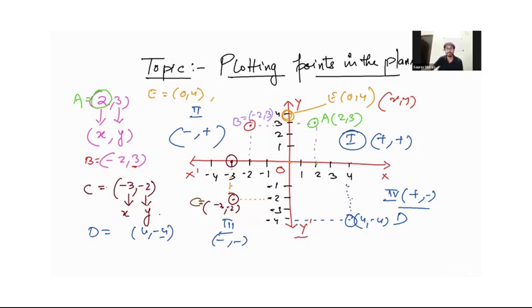Similarly, if they ask you to plot 0, -5, first come to the origin, then go downward 5 units. This will be your 0, -5. Similarly, if they ask you where is 4, 0, come to x value 4 on the x-axis, but there is no distance in y, so we need not go anywhere. So 4, 0 is your final answer. And if they ask you to draw -4, 0, this will be your -4, 0. So this is how we can plot the points on the given Cartesian plane.